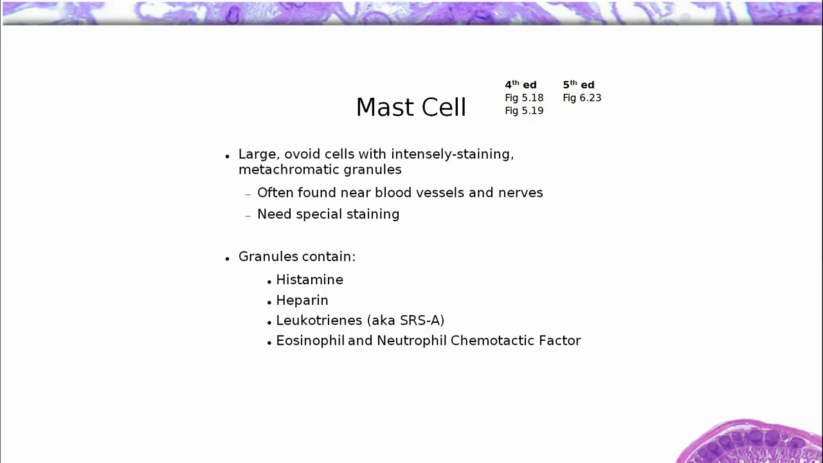Okay? And again, I mentioned earlier, heparin is basically just a converted glycosaminoglycan. Heparan sulfate starts out as heparan sulfate and is converted into heparin.